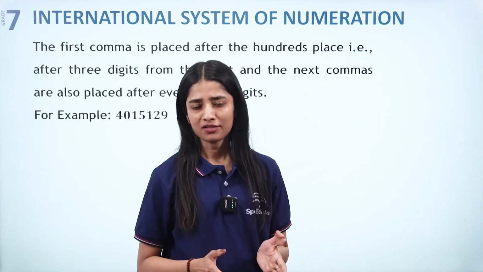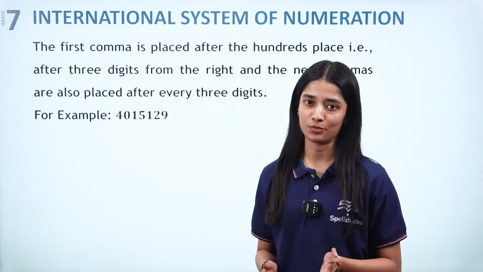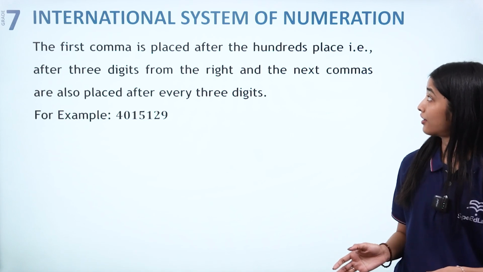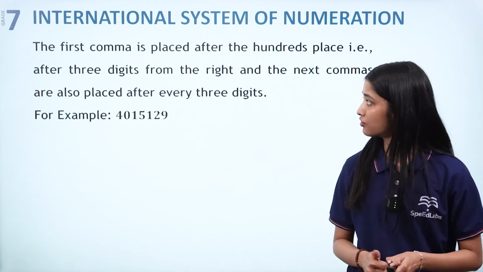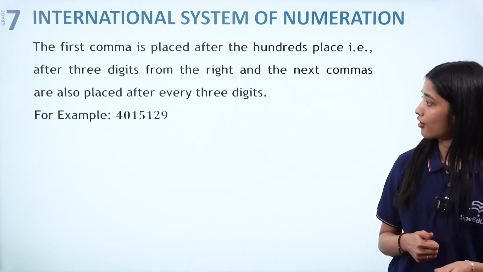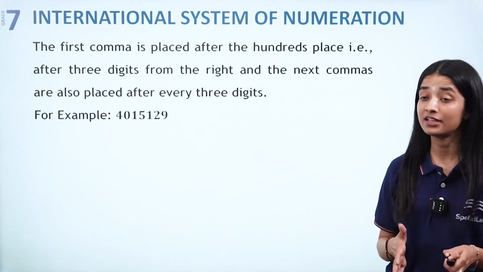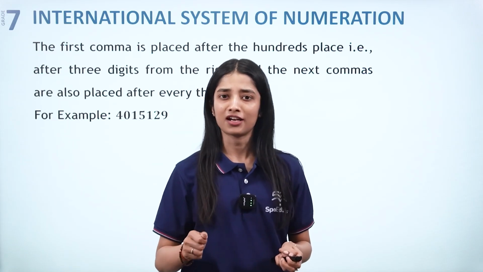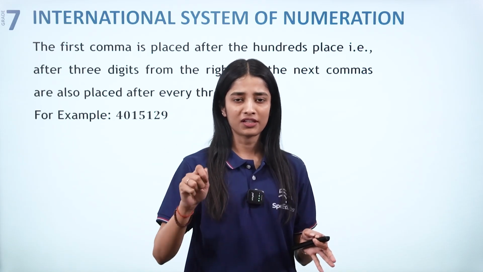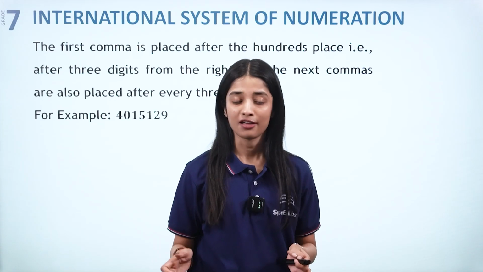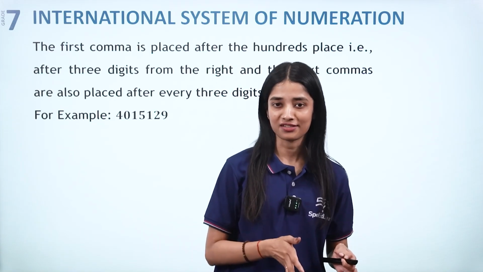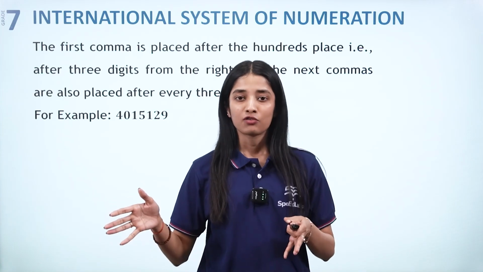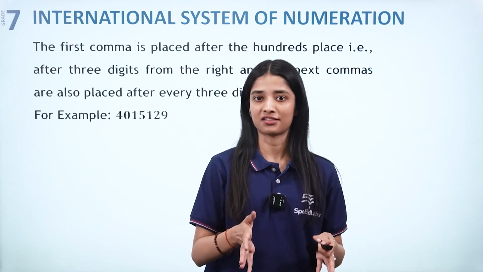There are some rules in the international system of numeration. First, the comma is placed after the hundreds place, that is after 3 digits from the right, and the next commas are also placed after every 3 digits. In the Indian system, the first comma is placed after 3 digits, and after that after every 2 digits. But here in the international system, we start from the extreme right digit and place the comma after leaving 3 digits every time.